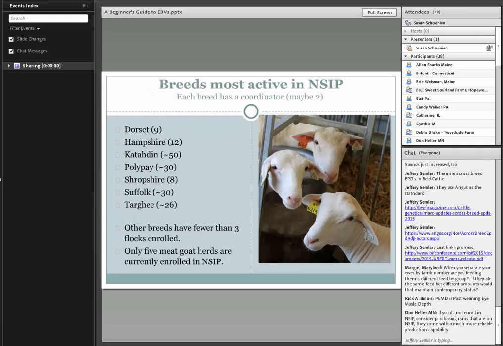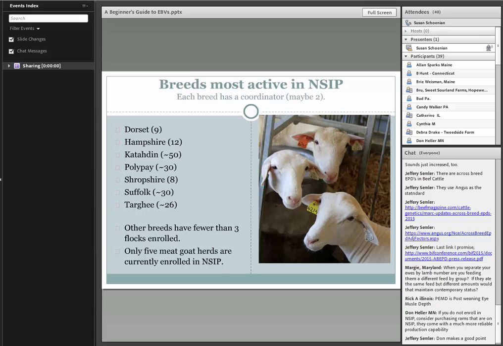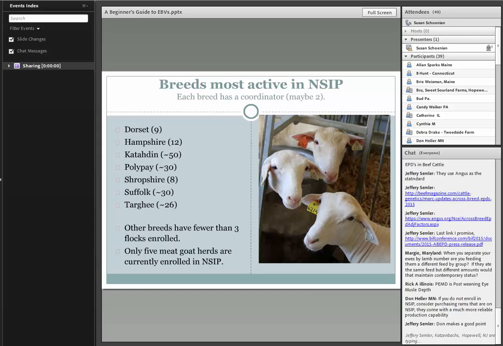Now, just to give you an idea of the current enrollment in NSIP, we had somebody ask about how many flocks were enrolled. I went onto the NSIP website to look at the number of flocks. They do it with a map, with a little pointer on a map, and I tried to count the little pointers. So these are the breeds that are most active: Dorset, Hampshire, Katahdin, Polypay, Shropshire, Suffolk, and Targhee. Katahdin, as you can see, has the most number of flocks enrolled, but I believe the Targhee, as a range breed, has more sheep enrolled. So number of flocks is important, but also the more sheep, the better.